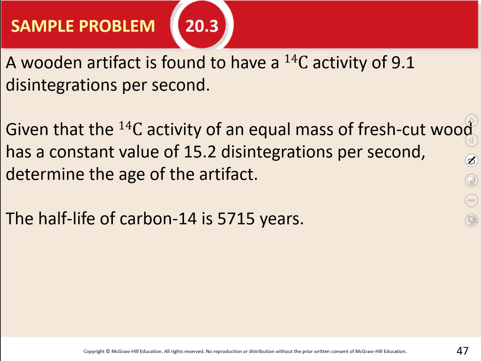So N is going to be, instead of the amount here, the activity or disintegrations per minute. So this 9.1 disintegrations per minute is going to be our N, our activity at time t, while 15.2 here is going to be N0, our activity at time 0. The half-life of carbon-14 is 5,715 years. Determine what t is, the age of the artifact.